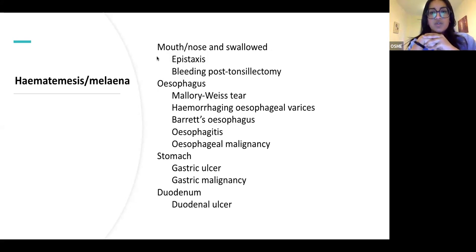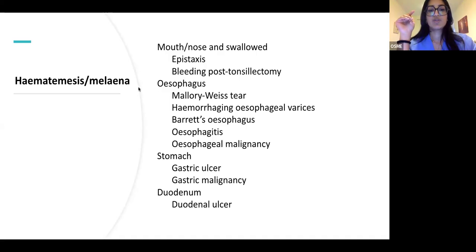They might also have post-tonsillectomy bleeding. So post-tonsillectomy bleeding is quite serious. So if it's very acute within 24 hours, you'd want to send them back into theatre. And if it's a week later, you'd want to send them to hospital for antibiotics, because that suggests that there's an infection.